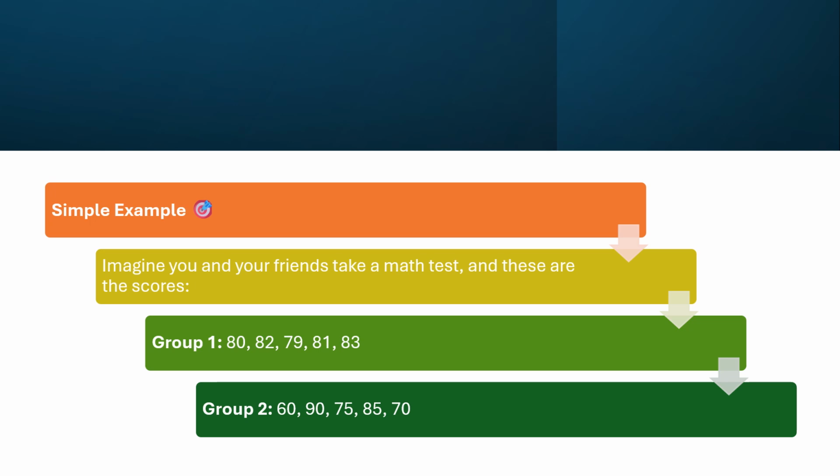See, in group 1 the data is between 79 to 83, whereas in group 2 the data is between 60 to 90. So there are more spread out scores in group 2 in comparison to group 1. So we can see clearly that group 1 has a small standard deviation, which means there is less variance between the scores. And group 2 has a large standard deviation, which means there is more variance between the scores.